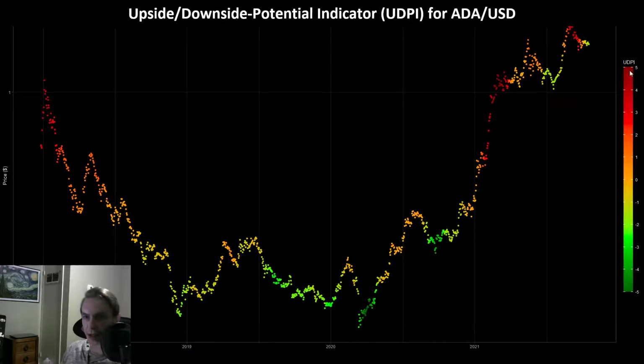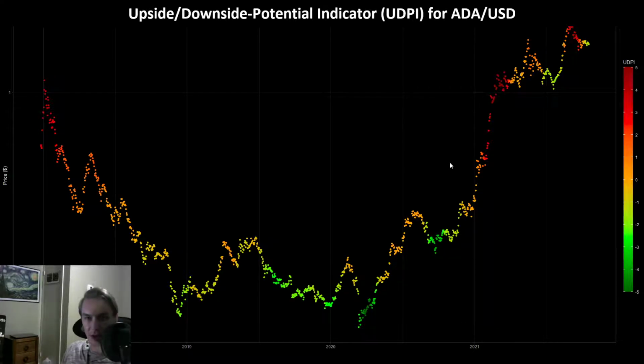If it's at 5, that's when it's suggesting that the asset, in this case ADA, is at its most risky level. So that would be when you probably wouldn't want to be buying the asset, you might want to be selling it. Versus -5, which suggests that it's a low risk time to be buying the asset. There's a lot more upside potential than downside potential for the asset in that moment.